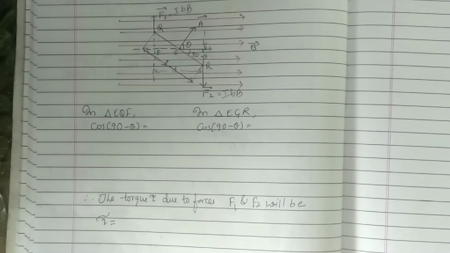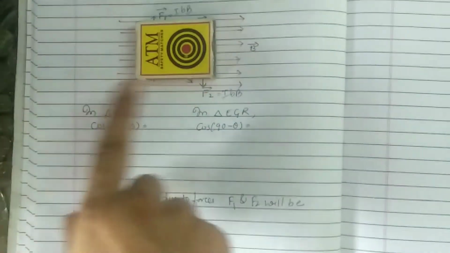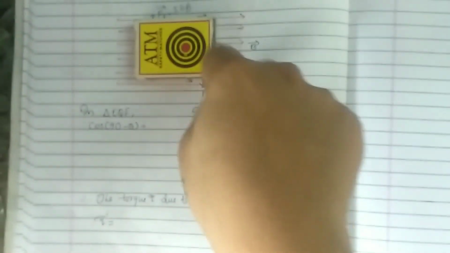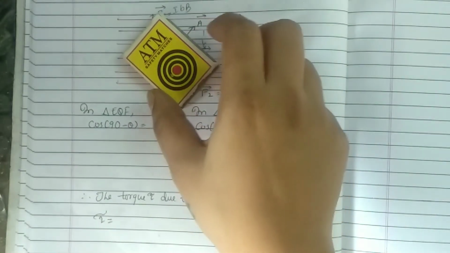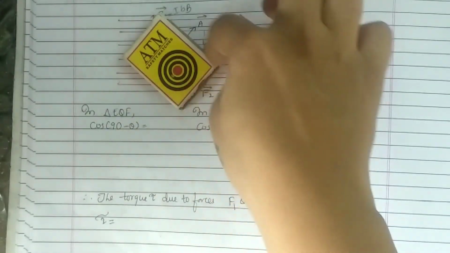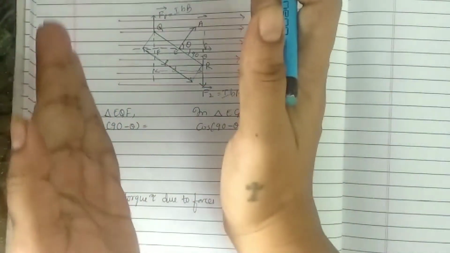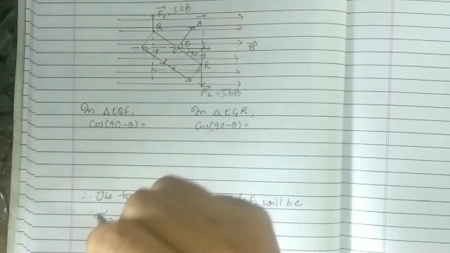Now what will happen if the coil is not like this? In the previous case the coil was like this and the magnetic lines of force were coming perpendicular to these extreme sides. Now what will happen if I keep this coil like this? Now the angle made by these lines of force with this coil will be some theta. So this is the case we are going to study now. In this case the coil is rotated, it makes an angle theta with the magnetic field.